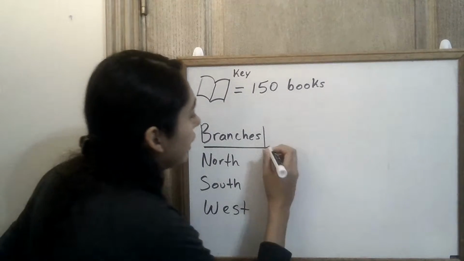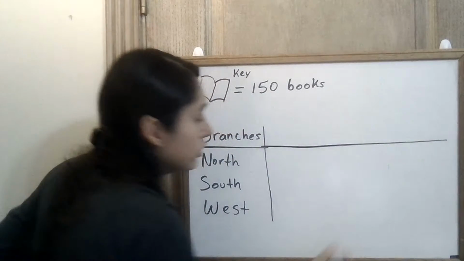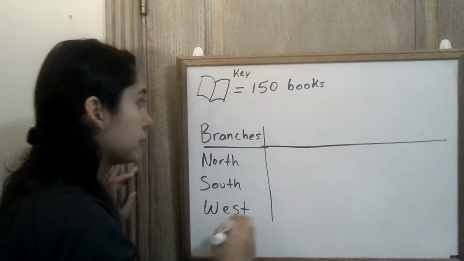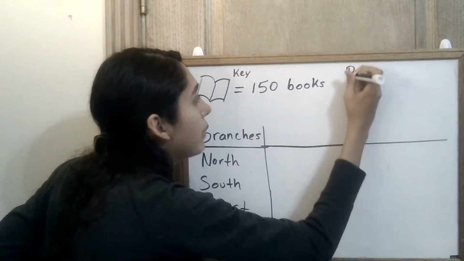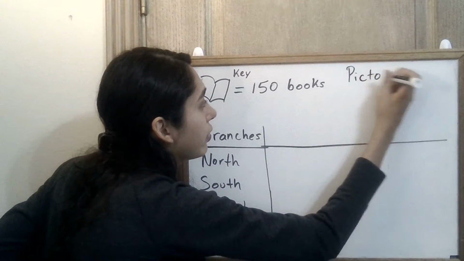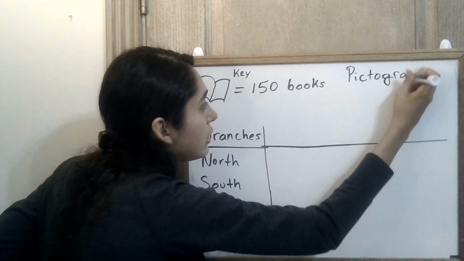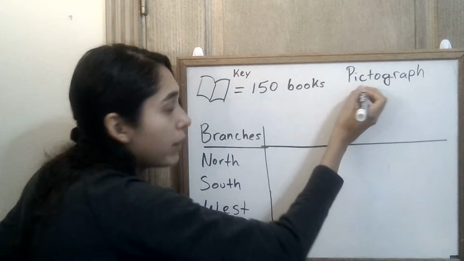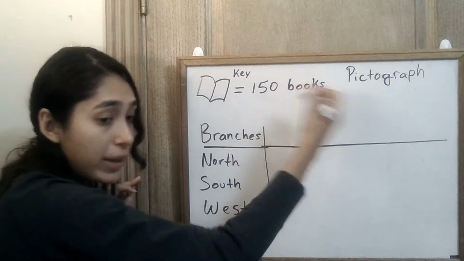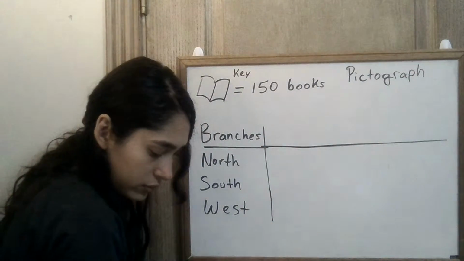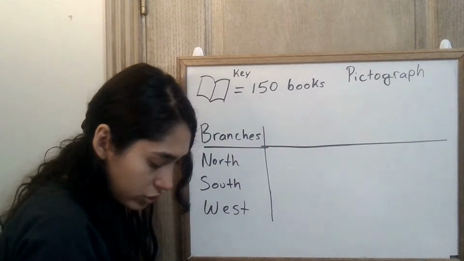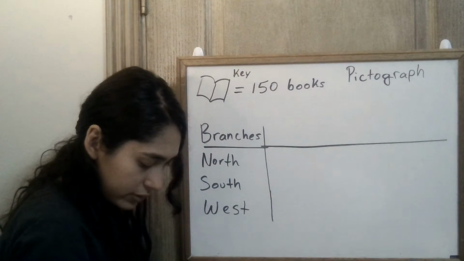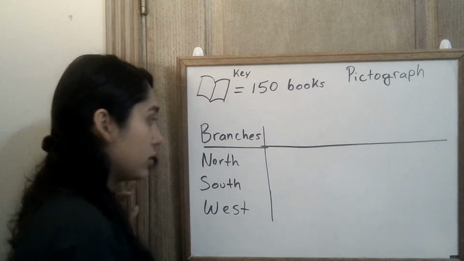So I'm going to go ahead and label this. This kind of visual representation is going to be called a pictograph, deriving the name picto from picture. So we're going to have in the North Branch 1, 2, 3, 4, 5, 6, 7.